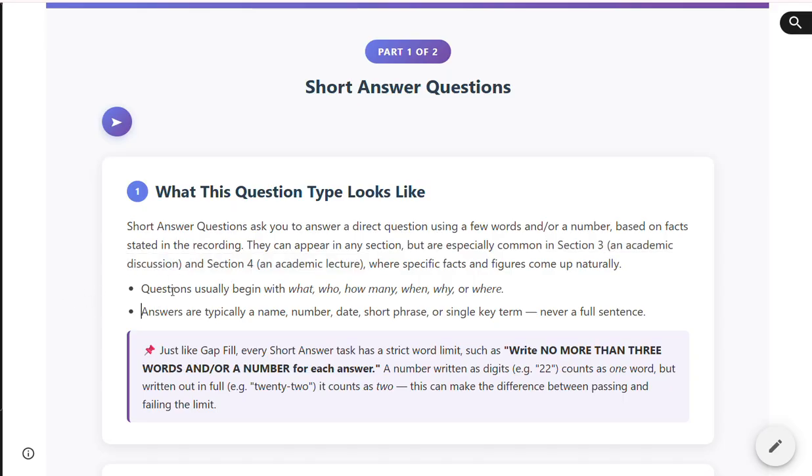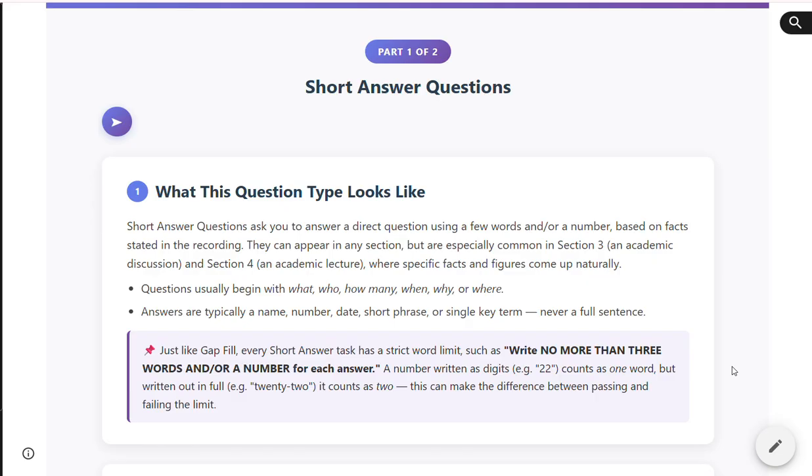Here's the strategy. Before listening, read each question and identify its question word. How many tells you a number is coming. Who tells you a name is coming. Why tells you to listen for a reason. Underline the key content words in the question itself so you instantly recognize related vocabulary, or its synonym, when it appears in the recording. Answer with the shortest accurate phrase possible. A noun or noun phrase. Never a full sentence. And write it down the moment you hear it rather than waiting to see if more detail is coming.